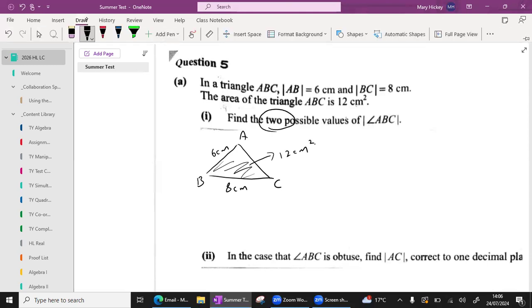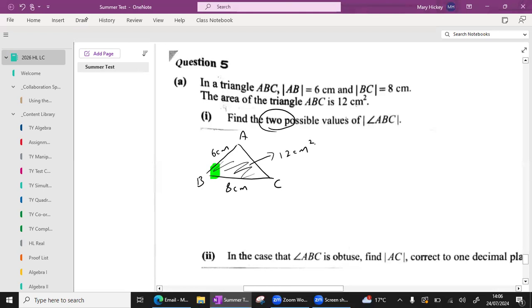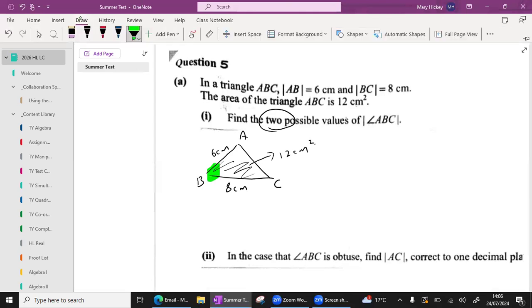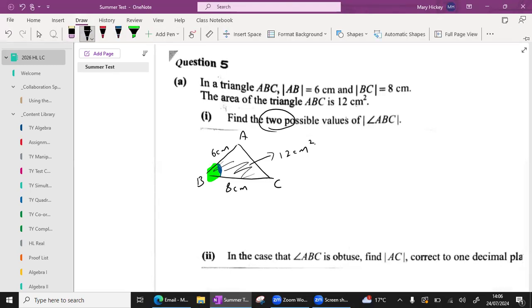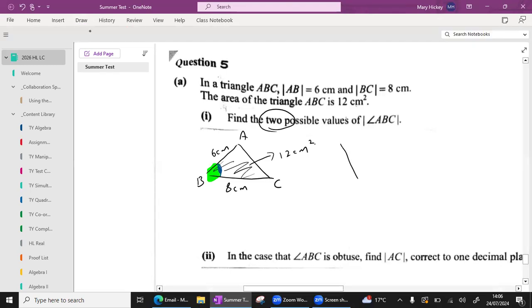Now it says find the two possible values of ABC. Now, if we were doing this at ordinary level, we wouldn't be looking for 2. We would just be assuming that that is acute. But we understand, of course, that in fact there are 2 possibilities of a triangle like this.